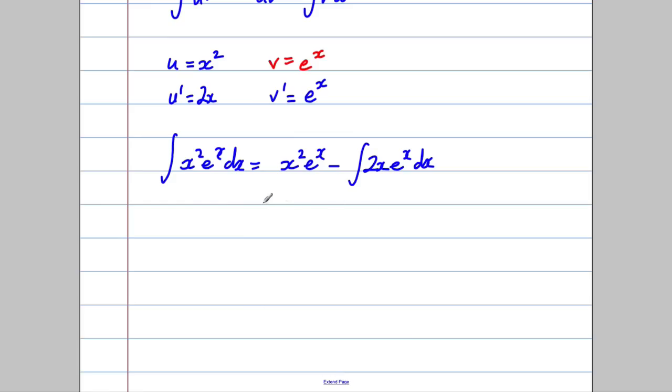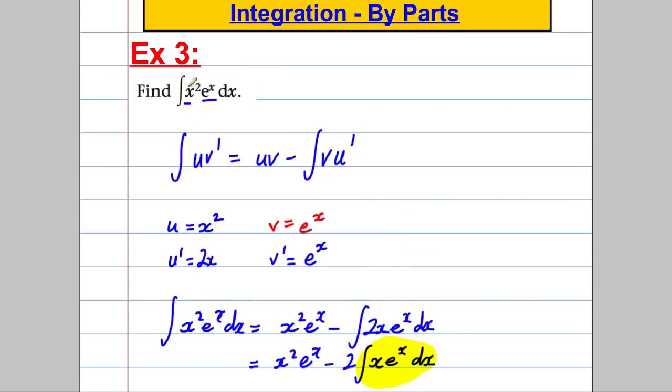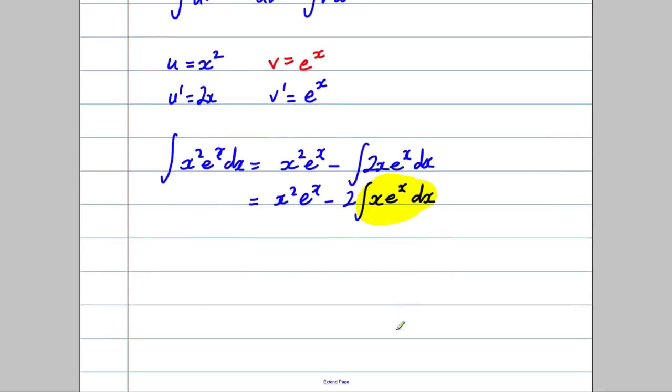which I can rewrite as x squared e to the x subtract 2 integral x e to the x dx. Now I actually don't know how to integrate this. I don't actually know how to perform this integral, but it's certainly got simpler from the one I started with. The one I started with had an x squared e to the x dx. Now we've just got 1x e to the x.